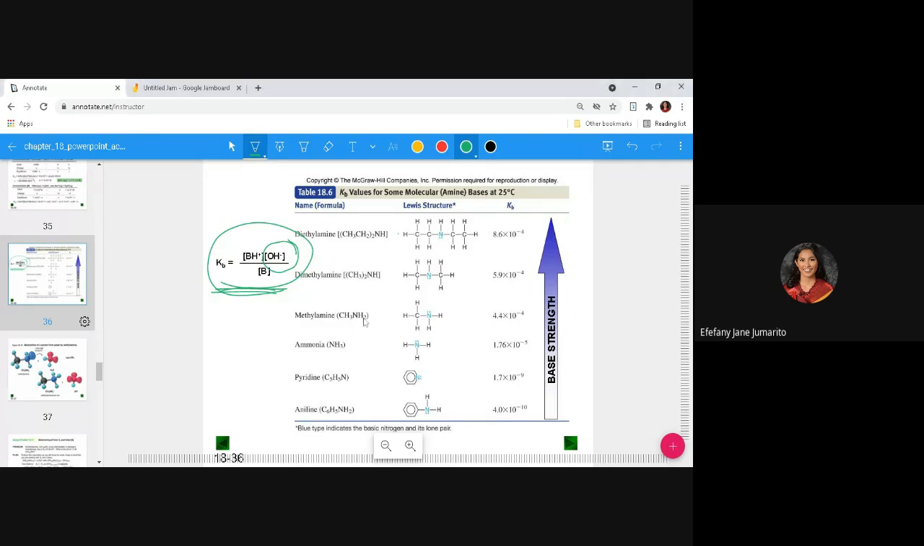Okay, so we have this one. Now let's go to Kb. What is Kb? It is the equilibrium constant for a base. We have Ka, which is the equilibrium constant of your acid, and Kb is for a base.